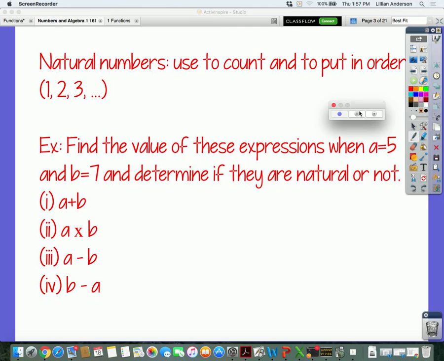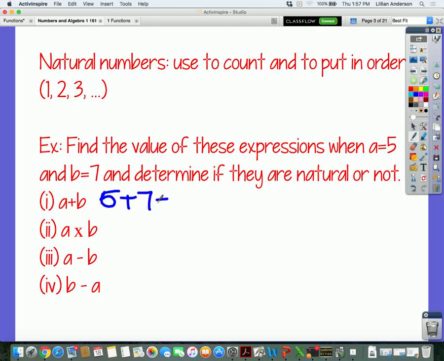And so when you're finding the value of these expressions, this is an example. When a equals 5 and b equals 7, determine if they're natural or not. Here, what are you going to do? Literally add 5 plus 7, which is 12. Is that a natural number? Yes, it is.